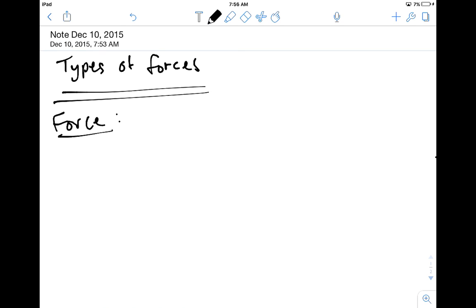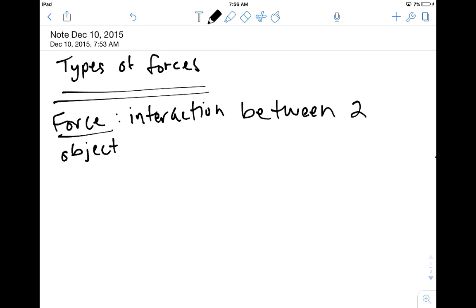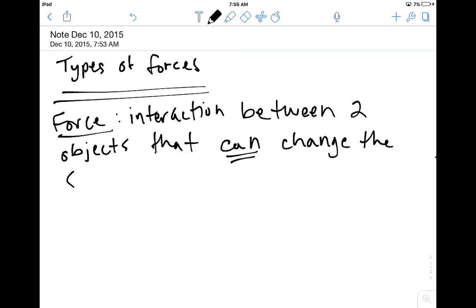A force, I like to think of it as an interaction between two objects that doesn't mean it always has to, but it can change the speed of the objects. So let's get that written down just as our definition of force. And a couple other notes to remember.